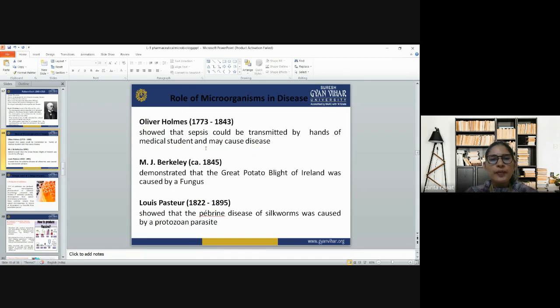Now, what is the role of microorganisms in disease as discovered by various scientists in various years? Oliver Holmes, 1809 to 1894, showed that disease could be transmitted by the hands of medical students and may cause disease. Then M.J. Berkeley in 1845 demonstrated that the great potato blight of Ireland was caused by a fungus. Then Louis Pasteur, 1822 to 1895, showed that the pébrine disease of silkworms was caused by a protozoan parasite.